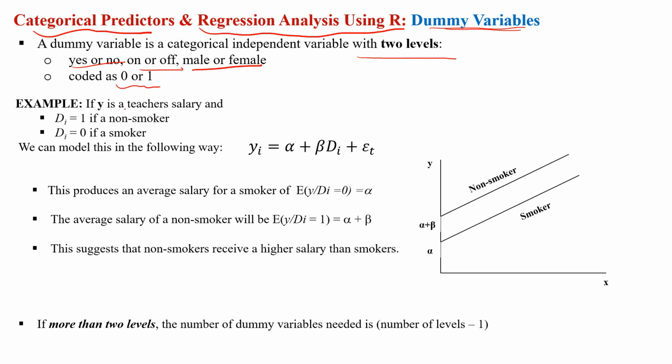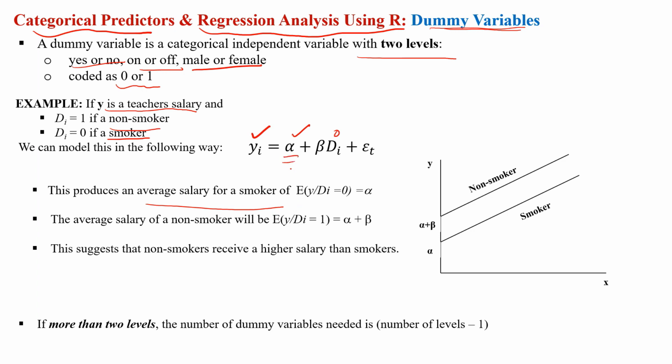Another example we are considering here is a dependent variable, a teacher's salary, which we represent with y, and the dummy variable indicates whether, on average, a smoker teacher has more salary or a non-smoker teacher has more salary. We have coded the non-smoker as 1, and the smoker as 0. Graphically, if this is 0, then this is alpha, which represents the salary of the smoker person, the average salary of a smoker person.